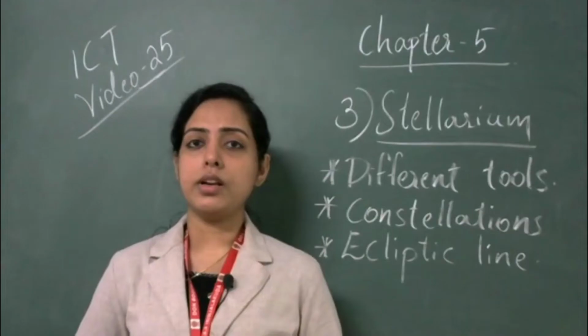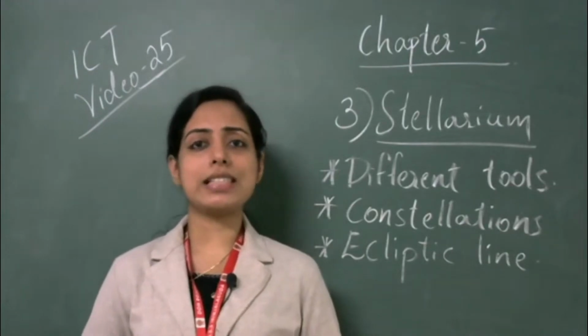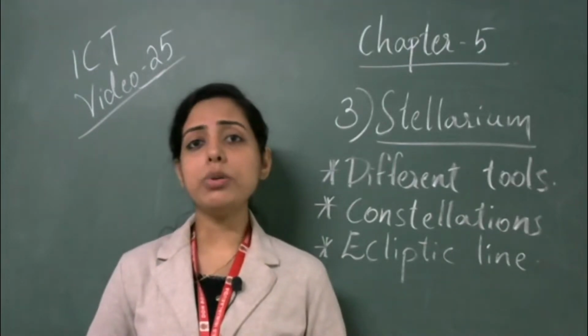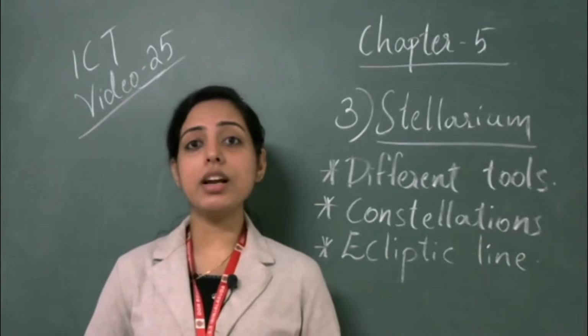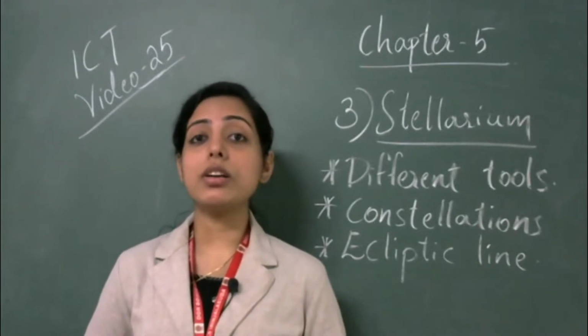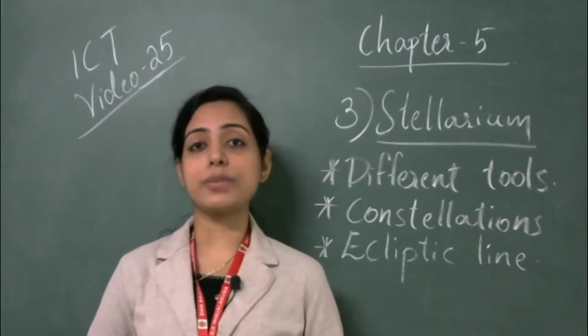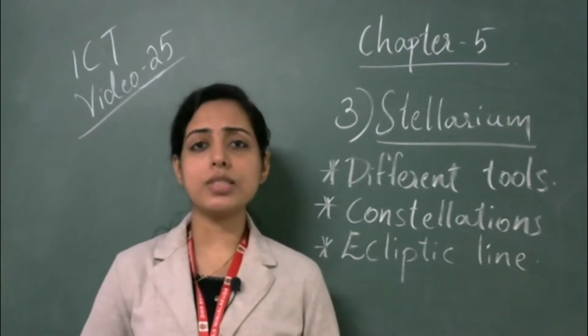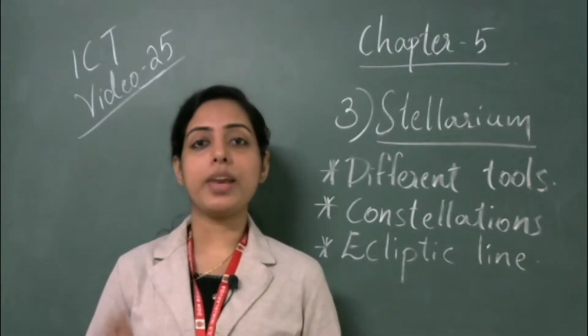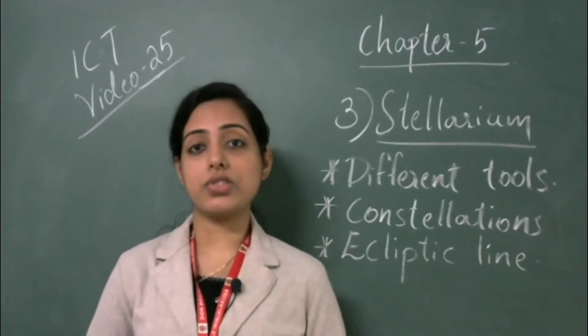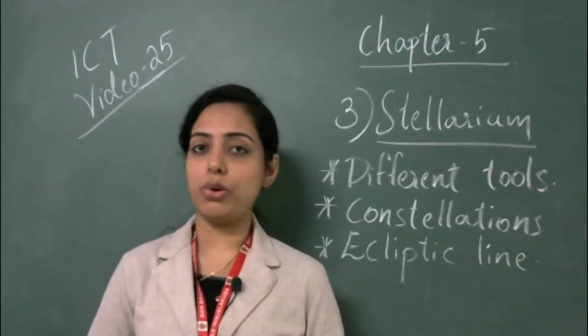Okay. So that's all about the third software, Stellarium. Hope you all are clear about Stellarium software. In the next class, you will learn about the final software called RASMOL. It is also related to science, chemistry. You can draw the molecular structure of different atoms and molecules.